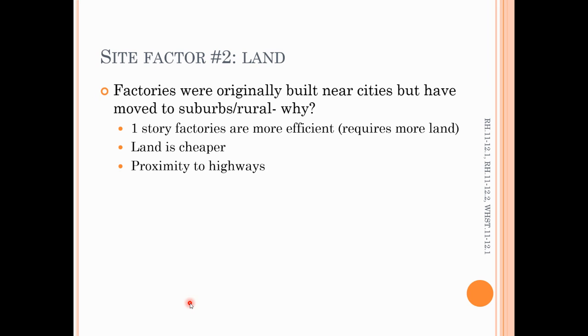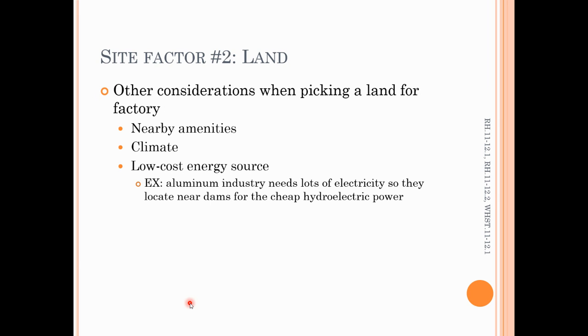Another thing is that it's a lot more efficient to have a one-story factory because I don't have to worry about moving products up and down floors. I can have one long assembly line all the way through. But that means I need more land. So again, I want to consider land costs as well. I also might want to consider things like nearby amenities and the climate. Is there a low cost energy source? For example, aluminum needs a lot of electricity to be produced, so producers might locate near a dam where there's cheap hydroelectric power. So I'm going to consider all of those things as well.